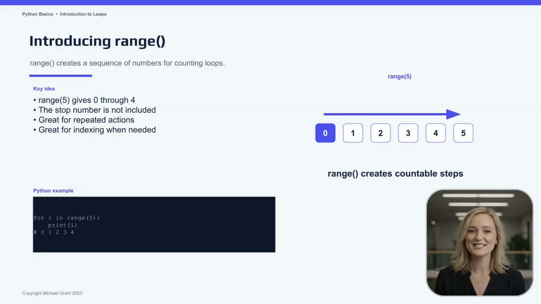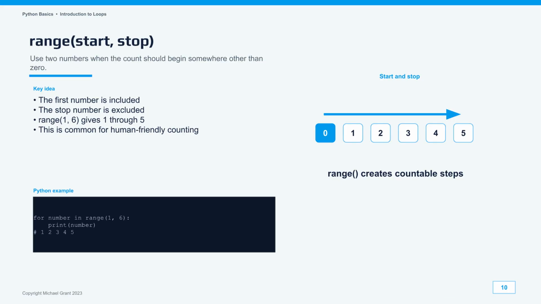To generate sequences of numbers for your loops, you'll use the range function. Range(5), for instance, provides numbers from 0 up to, but not including, 5. It's a very common tool for counting. You can customize range further by providing a start and a stop value. For example, range(1, 6) will give you numbers 1 through 5, which is often more intuitive for human-friendly counting.